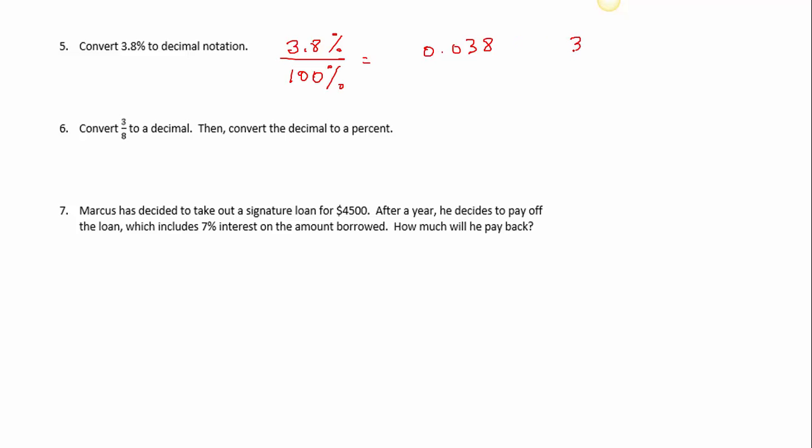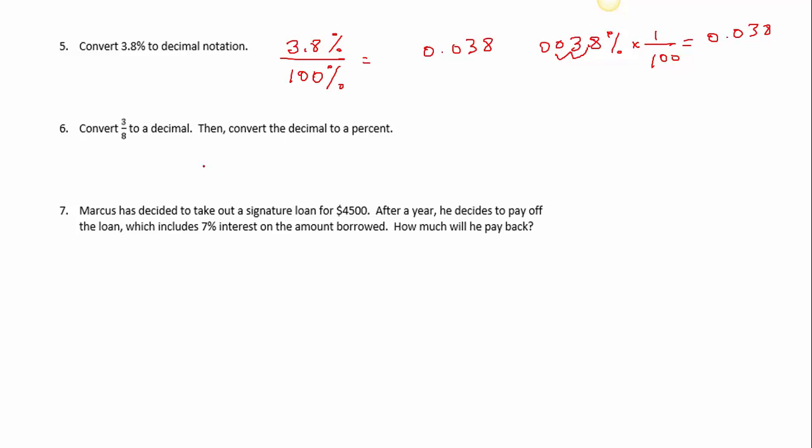You can also change 3.8% by multiplying it by 1 over 100. So either way should be fine. So when you change from a percent notation to a decimal notation, you divide by 100. When you change from decimal notation to percent notation, you multiply by 100. Either way should be fine. So this is also the same. 3.8% times 1 over 100 will give me 0.038. So dividing by 100 will move the decimal 2 digits to the left.